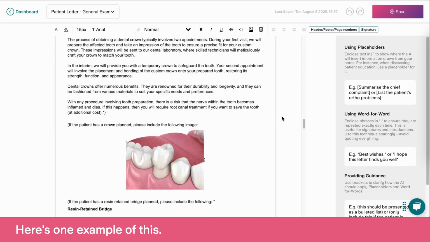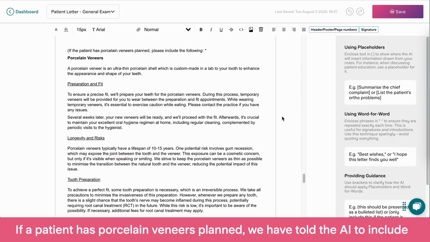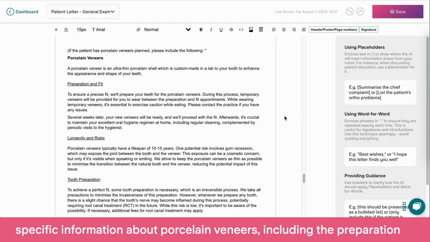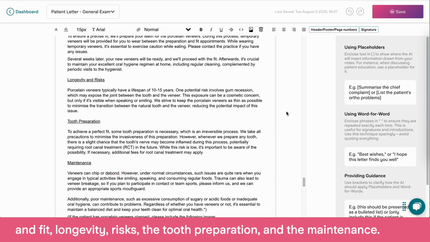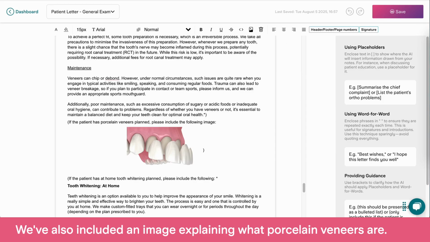Here's one example of this. If a patient has porcelain veneers planned, we have told the AI to include specific information about porcelain veneers, including the preparation and fit, longevity, risks, the tooth preparation, and the maintenance. We've also included an image explaining what porcelain veneers are.